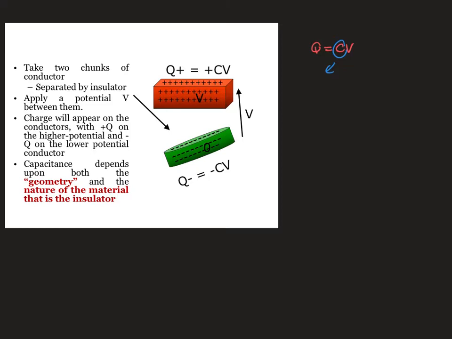But capacitance depends on three things. One is the distance between the two plates, between the two conductors, the size and the shape of the conductor, and the last one is the dielectric material, which is basically the insulator in between the conductors. You need to understand that in between the conductors they are going to have an insulator.